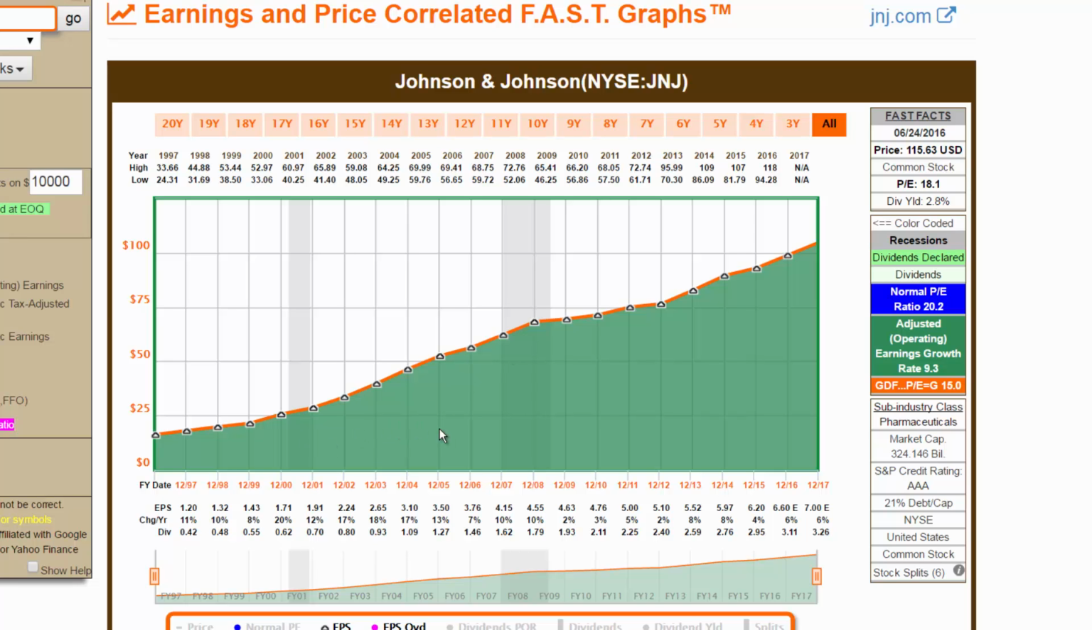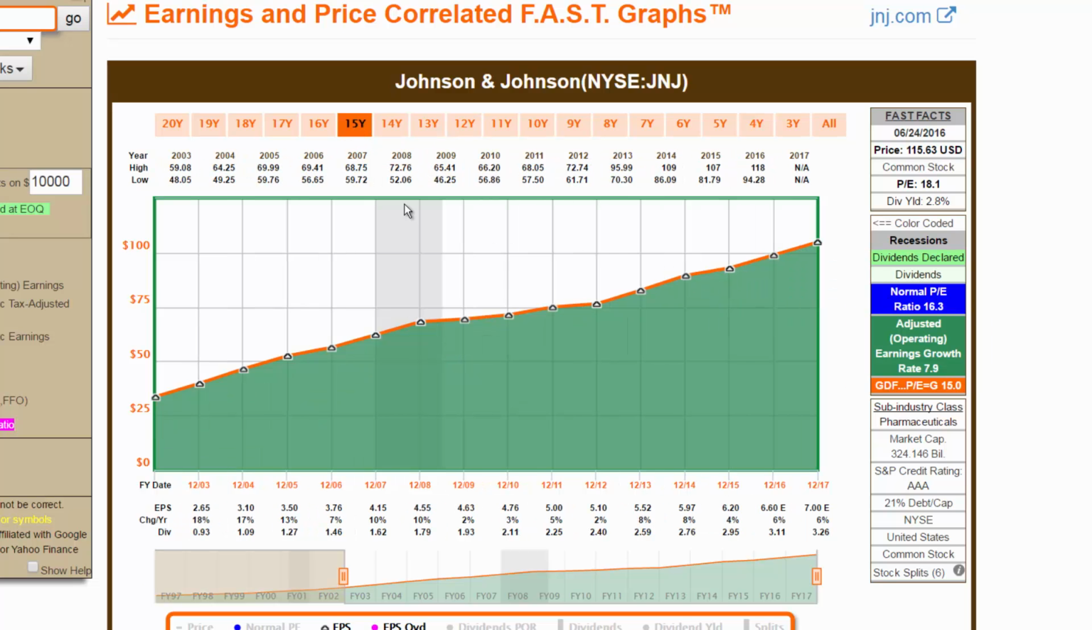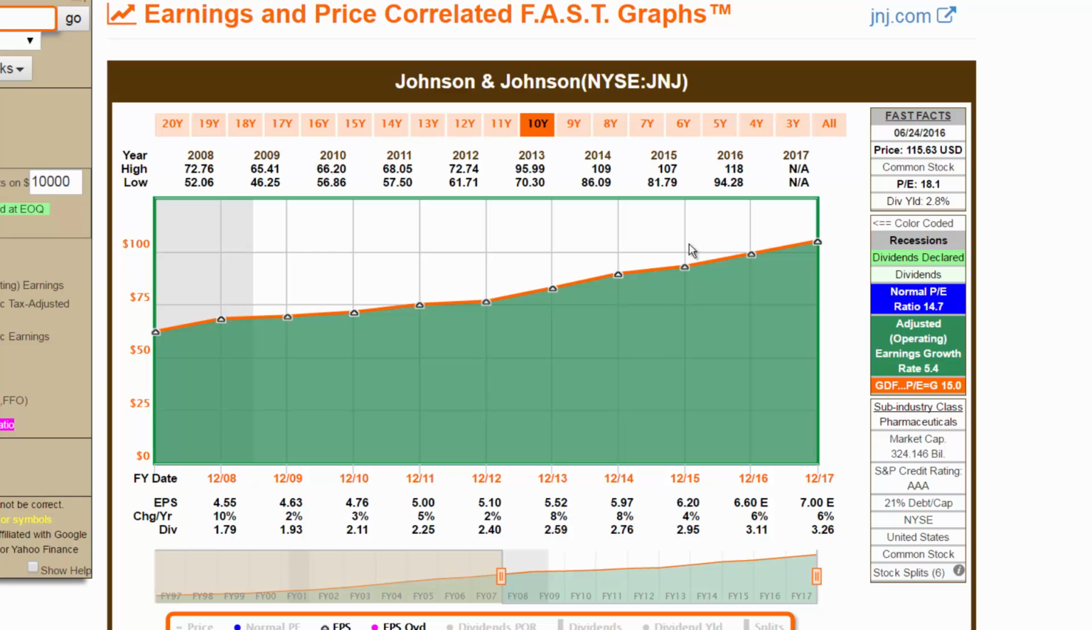But what's different here than what we saw in Southern Company, this orange line now is increasing at a rate of 9.3% over this time frame. But once again, as I cut the time frame down, the growth rate has slowed down to 7. If I go to 10 years, which by the way includes the current year and one forecast, it's not 10 years of history, the growth rate is down to 5.4%.